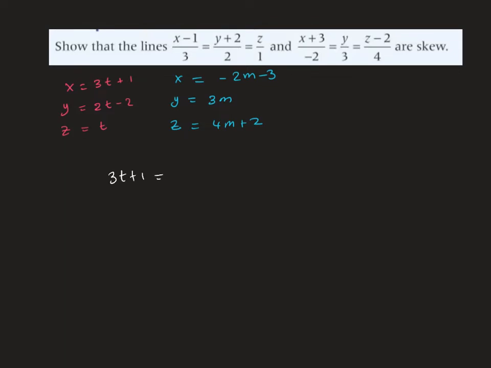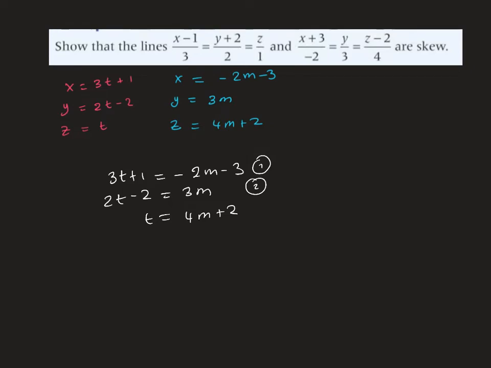3t plus 1 has to be equal to minus 2m minus 3. 2t minus 2 equals 3m. And t equals 4m plus 2. Now we have a system of 3 equations with 2 unknowns, which means if there is a solution, we should be able to discard one of these equations because one of them should be redundant. So let's check what we get if we take equation 1 and equation 2. What values of m and of t do we get?